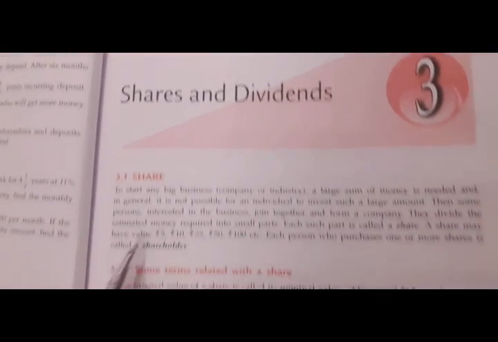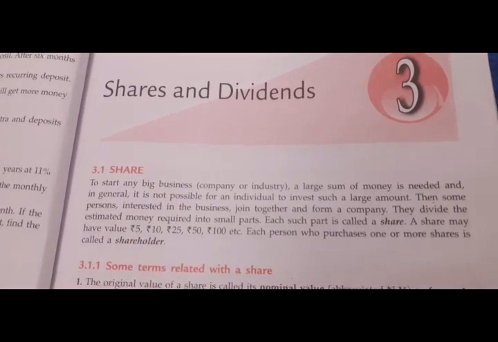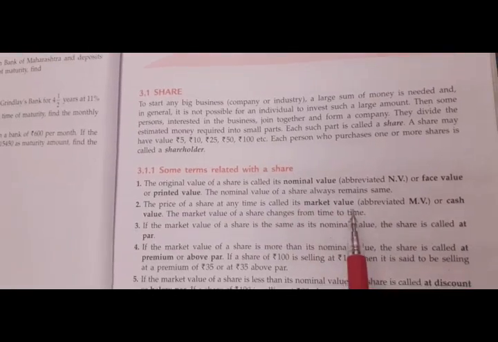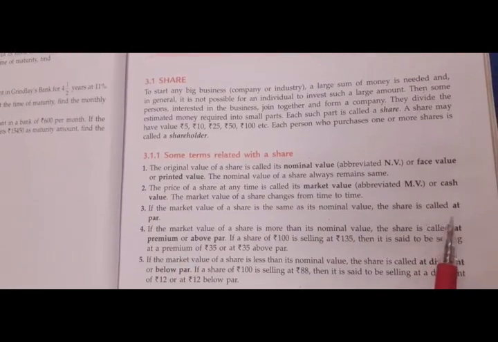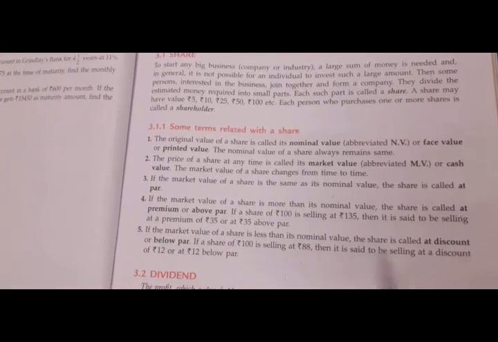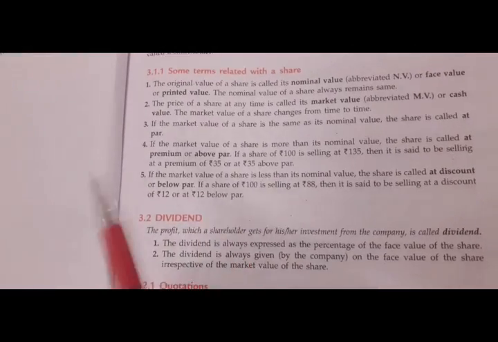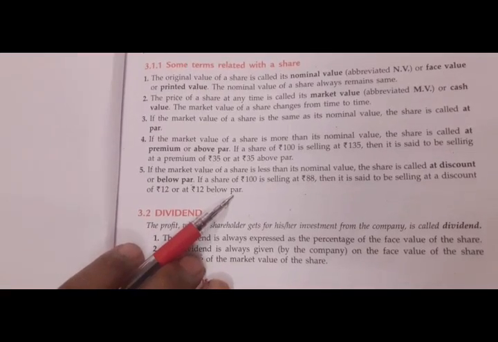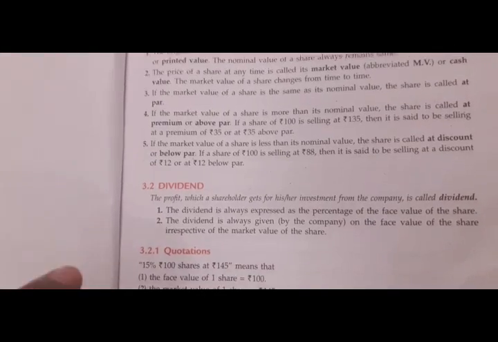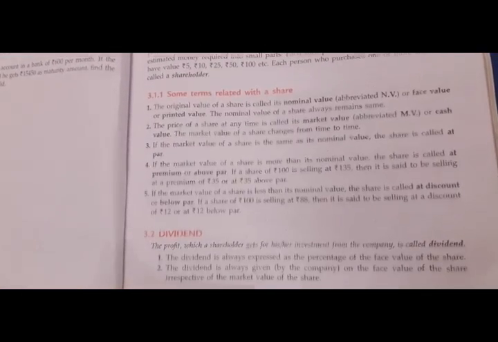If you see in your book, these terms are there. First of all, share, then printed value, that is nominal value, then marked value, cash value, then at par, then at premium or above par, then at discount or below par, then dividend. We will discuss up to this point in this video, and in the next video I will start from dividend. After the second video, when the third video starts, we will solve the sums of exercise 3. So let's see.